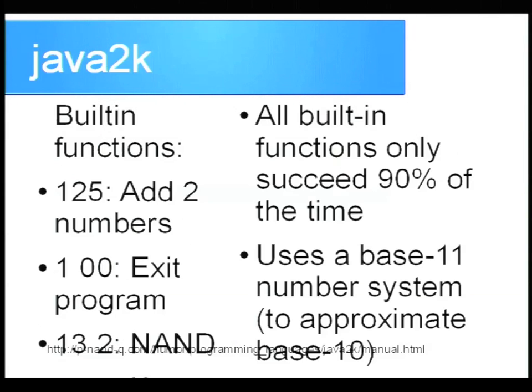We've also got an esoteric programming language that only works some of the time, and that's called Java 2K. Built-in functions only have a 90% chance of succeeding, so I hope you're feeling lucky when you run that executable. It also uses a base 11 number system because that's close to 10 and should work more or less the same way. The extra digit is a space, so hooray for readability.